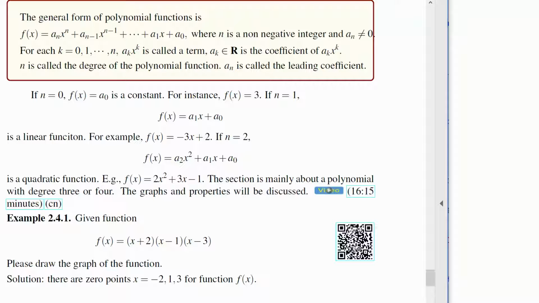In this video clip, we're going to talk about polynomial functions. We'll see the graph of these kinds of functions. What is a polynomial function? The general form of a polynomial function is like this.